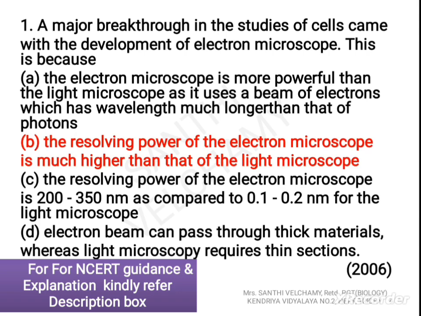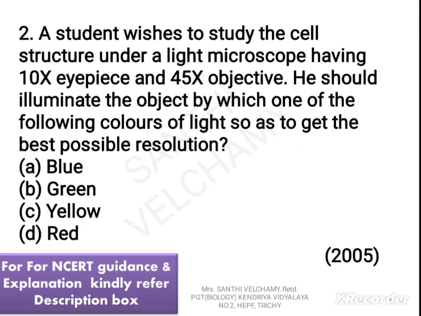So now let us find the correct answer. B is the correct answer. Why is it the correct answer? Let us see. Microscopes are used for studying cellular structures. They are used to magnify small objects. In electron microscope, a high energy beam of electrons is focused through electromagnetic lenses. It can magnify very small details with high resolving power. Now let us go to the second question.